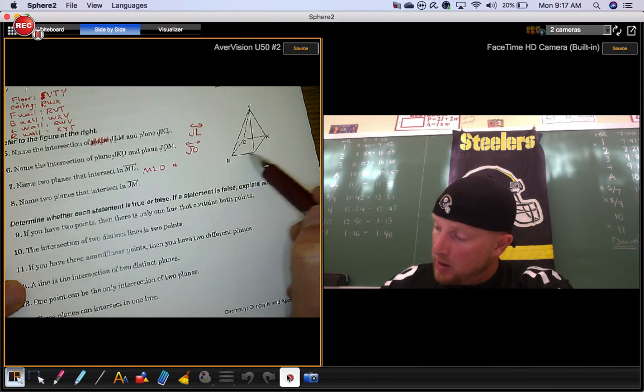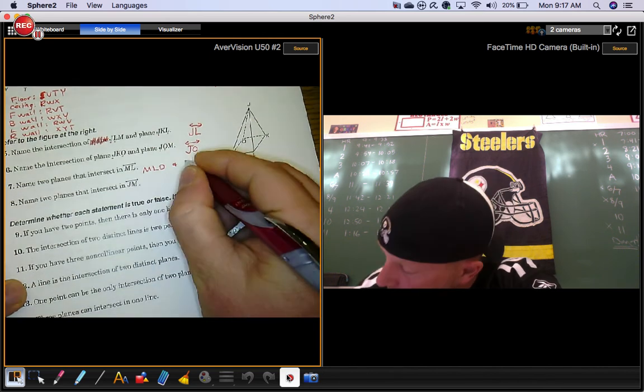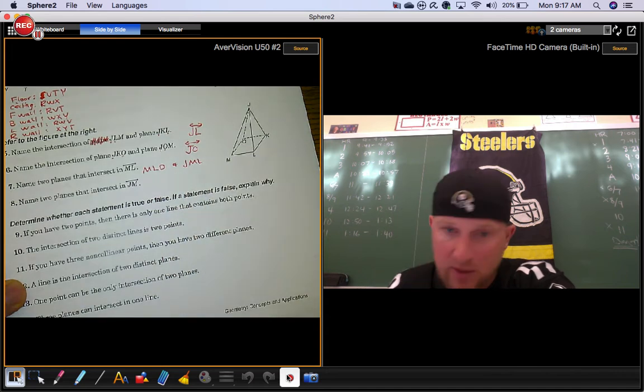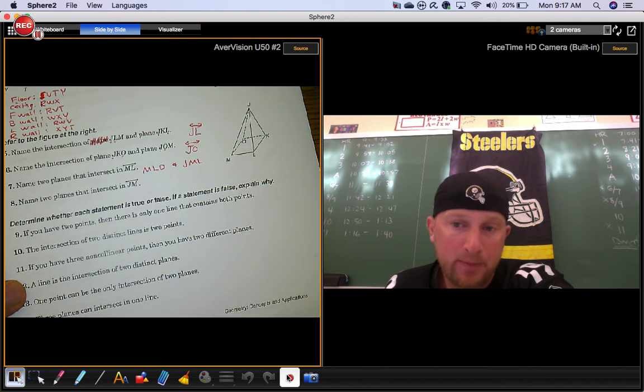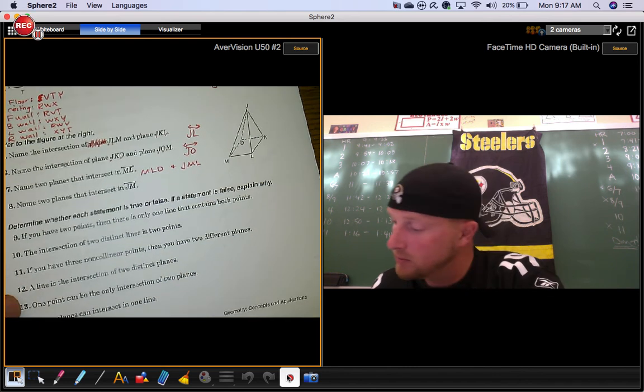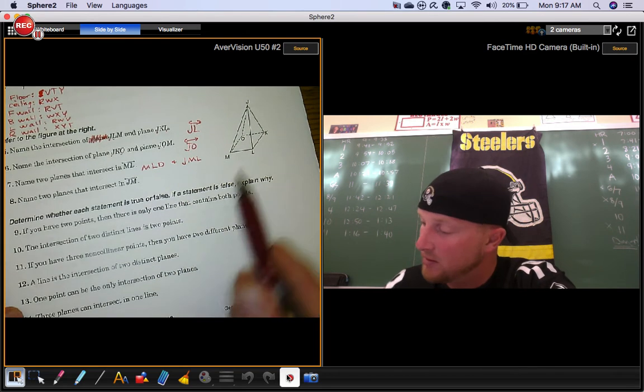Now line ML is also on this front wall. Okay, so name this plane. I'll name it as plane JML. Do you see how both of them have an M and an L? That's how you know you did it right, most likely. You could still mess that up and have 2 letters in common. It's got to fit the diagram.